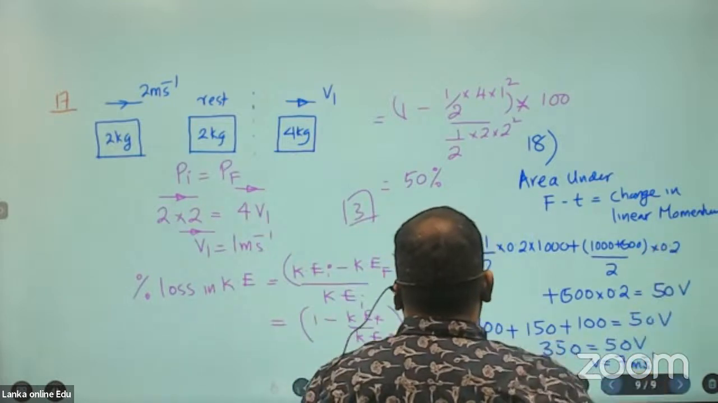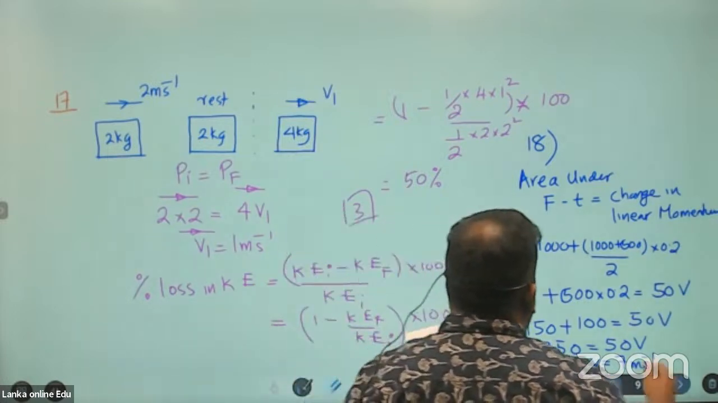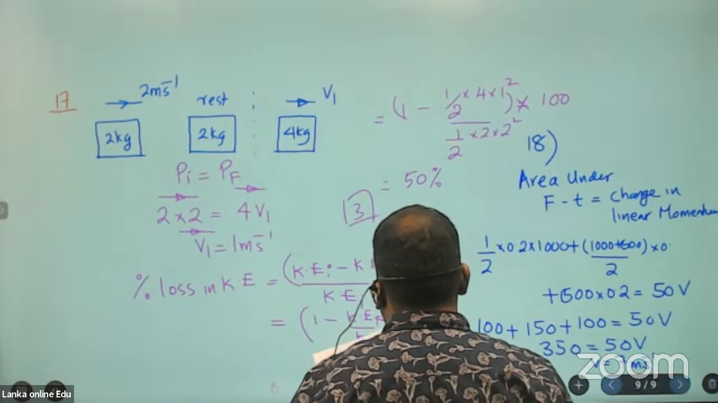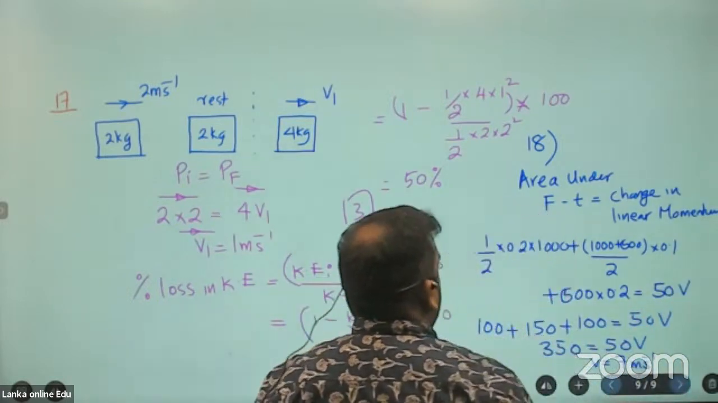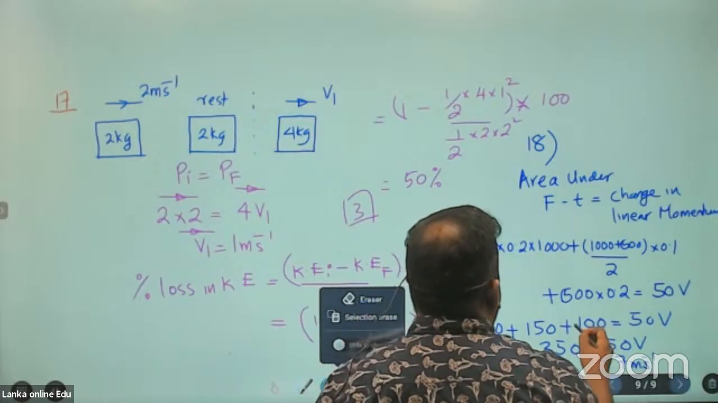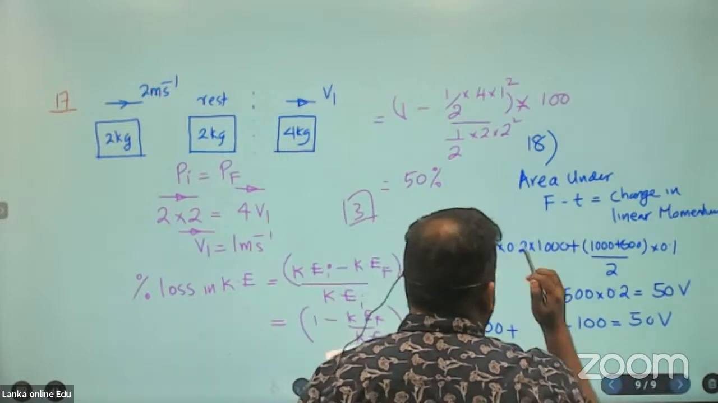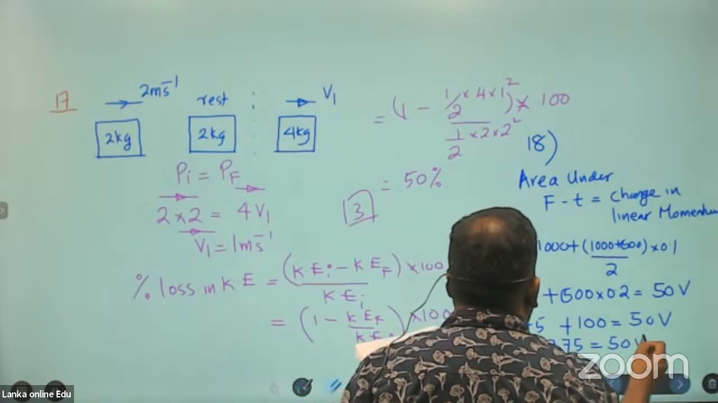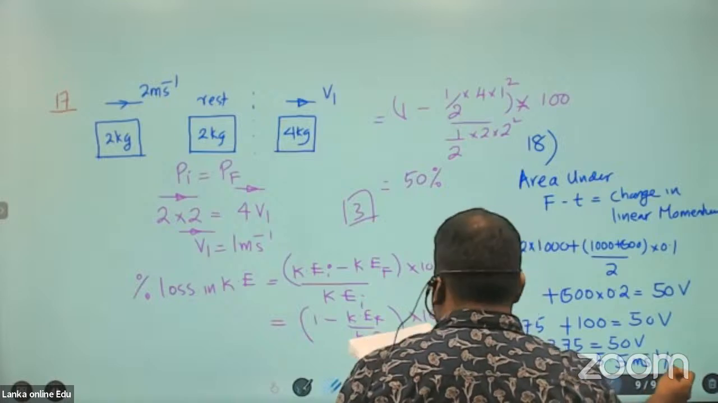I think this time here is going to be how much? 0.1, no? Yeah, 0.1, sorry. So this time is 0.1. Simplify it: 1000 plus 500 divided by 2 is 750, times 0.1 is 75. So 275 equals 50V, V is 5.5 meters per second. You have an answer like this?